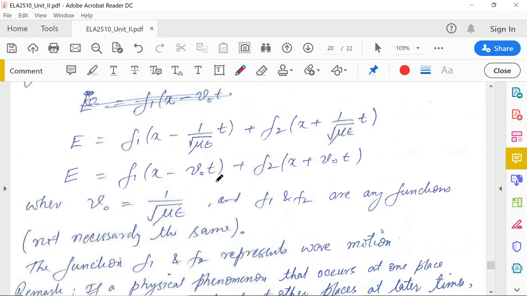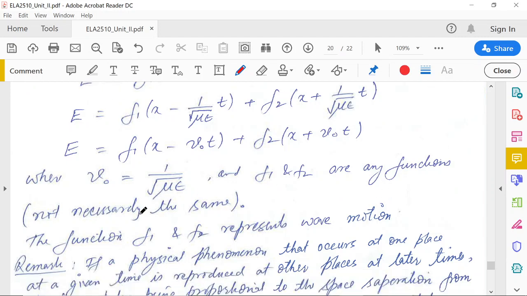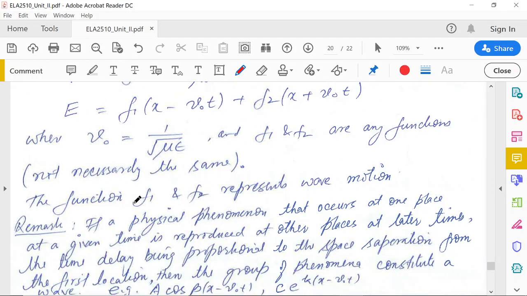So if this is time, then this constant should be some sort of speed, and we will also see why it is a speed. So this is f1 of x minus v naught t plus f2 of x plus v naught t, where v naught equals 1 over the square root of mu epsilon, and f1 and f2 are any functions, maybe different, maybe the same. So functions f1 and f2 represent wave motion.